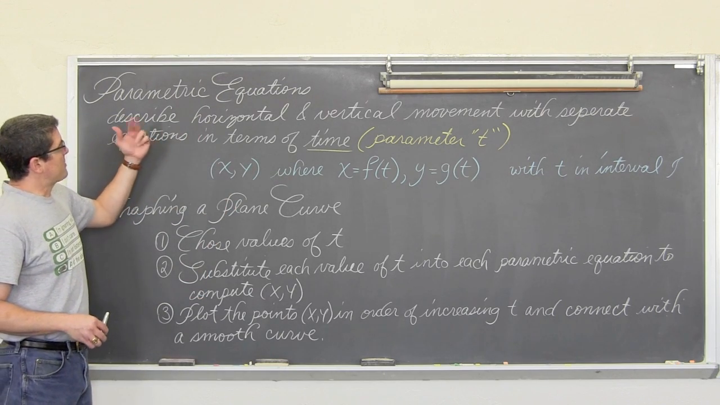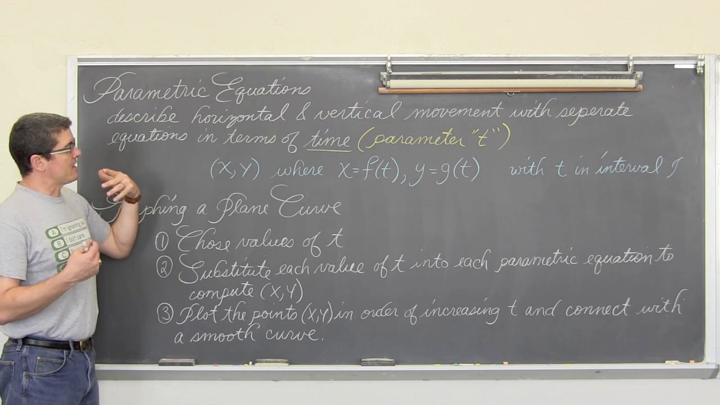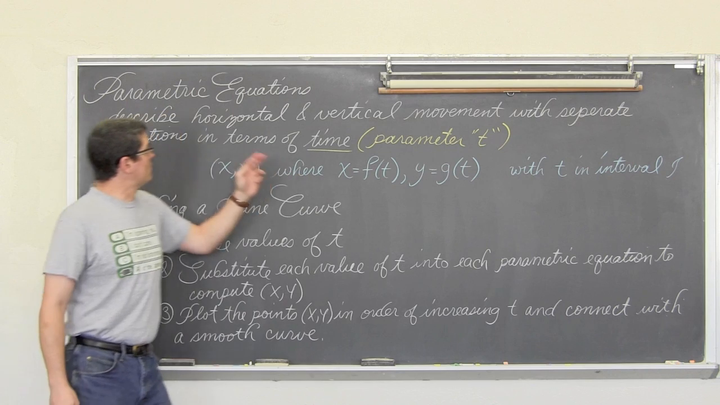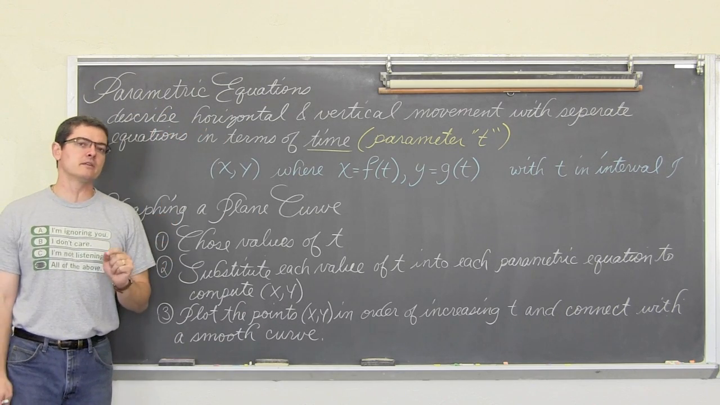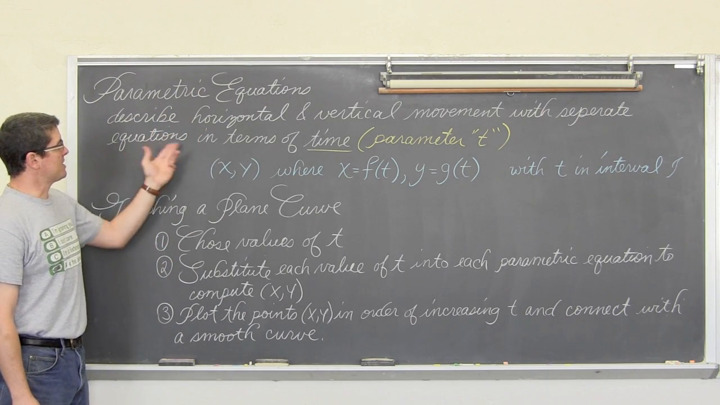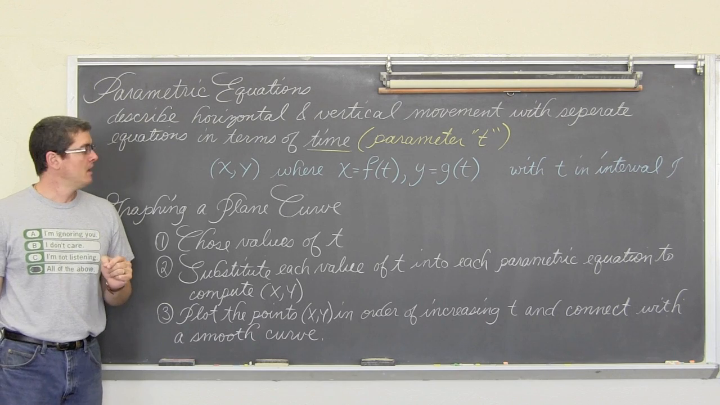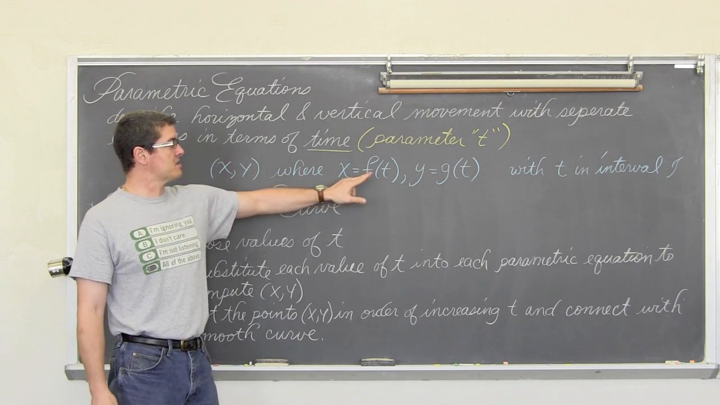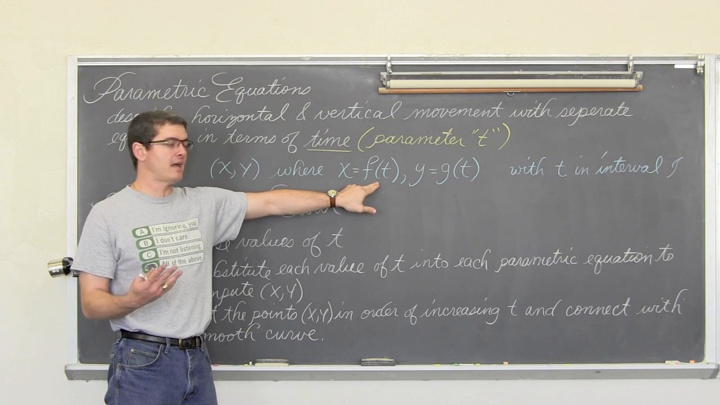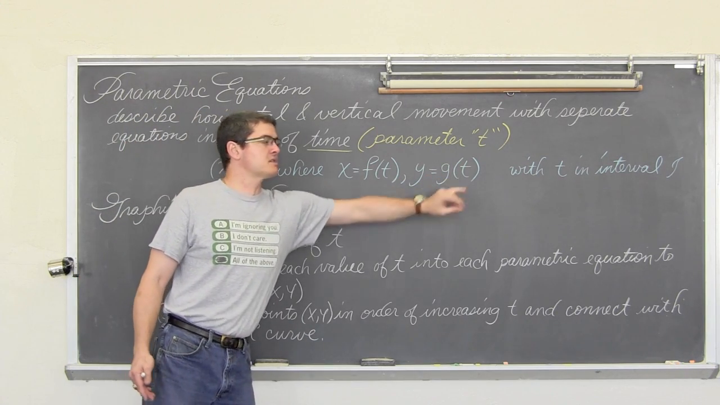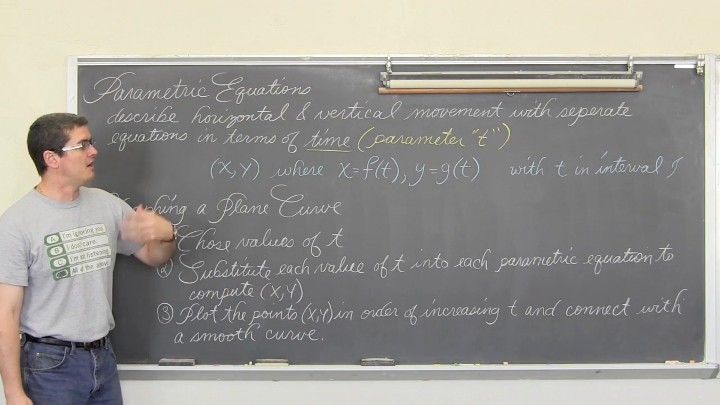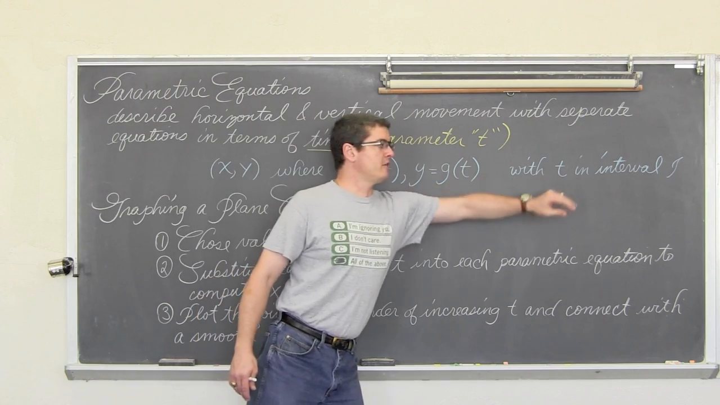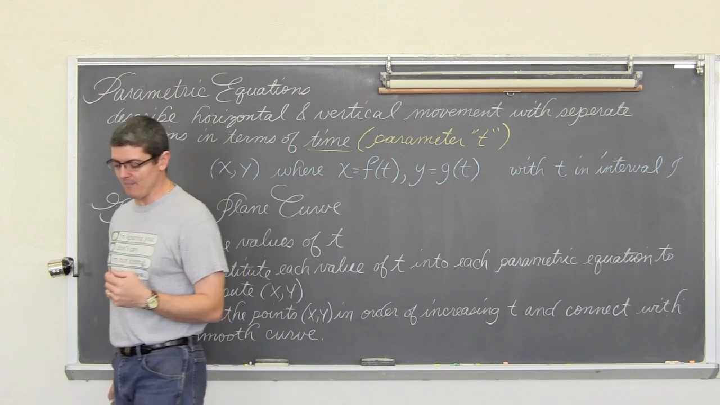So what you do here with parametric equations is it's actually a pair of equations, and we're going to describe the horizontal and vertical movement of an object in terms of time. So we're going to be describing x and y coordinates, where x has got its own function, f of t, describing that horizontal movement, y has its own function, g of t, and then our variable of interest, our parameter, time.